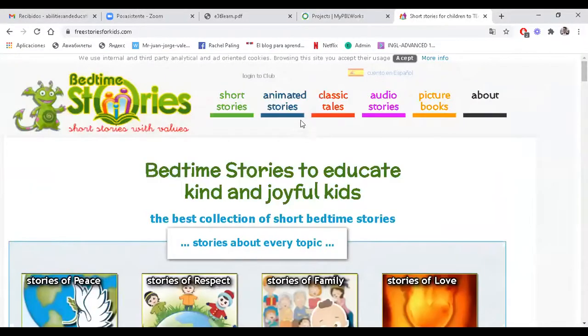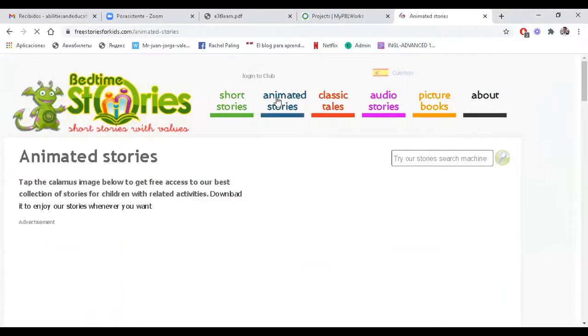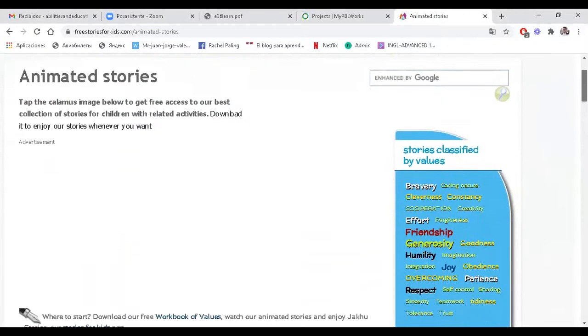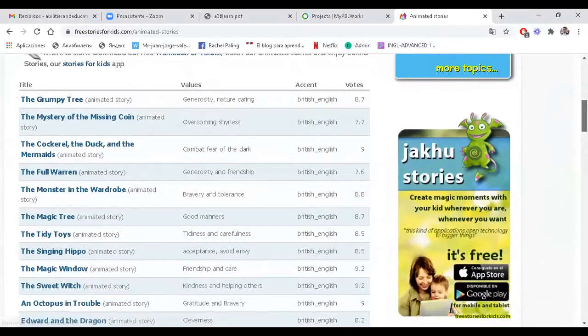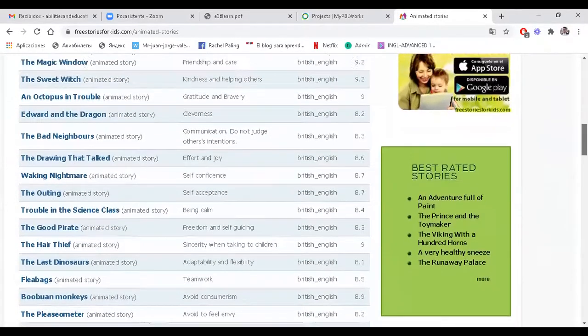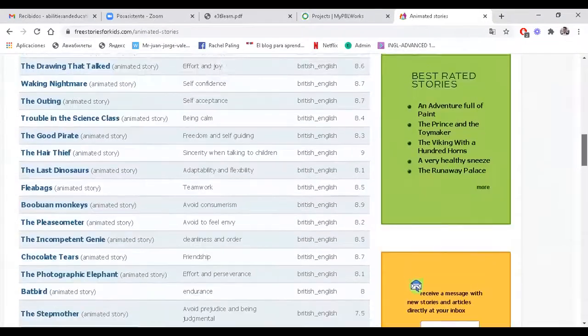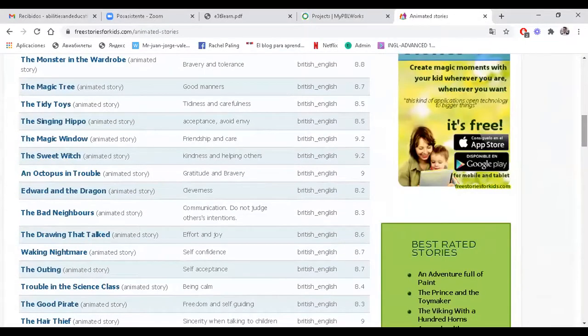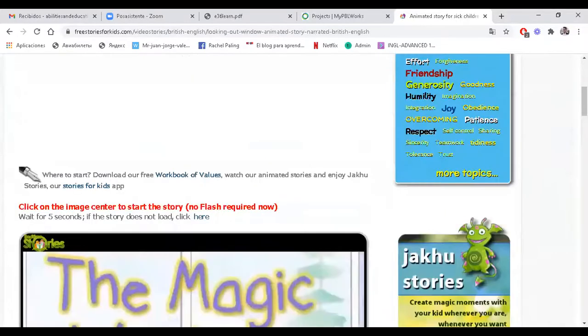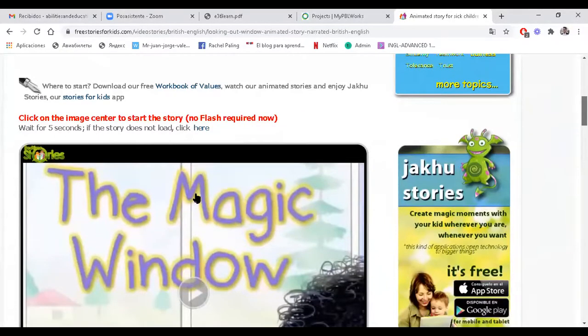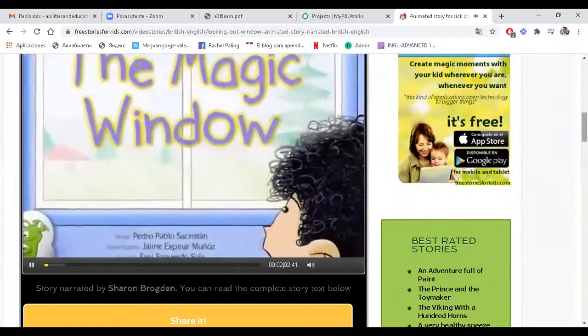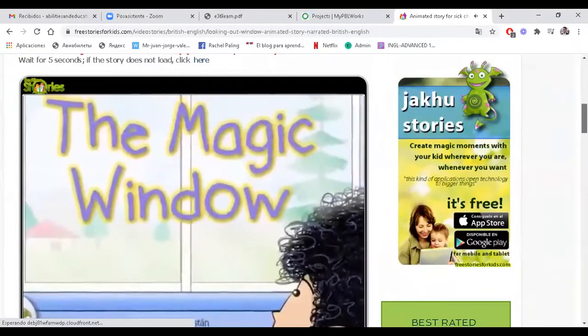And here is one section that says animated stories. Right, let's choose this one. The Magic Window. Looking Out the Window by Pedro Pablo Sacristan.